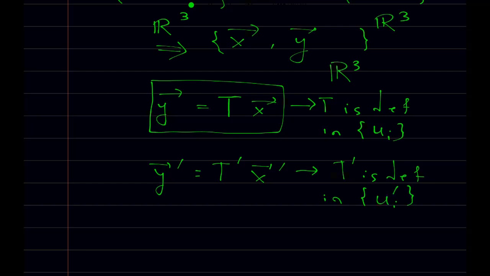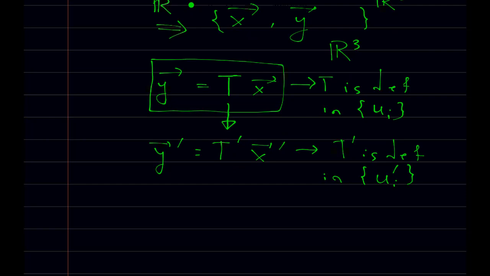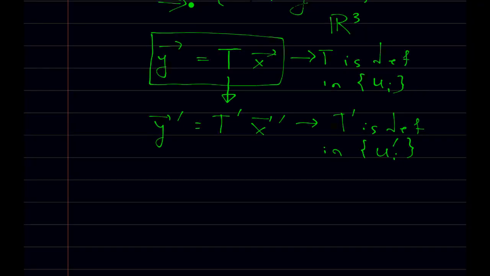Now the question is how T and T prime are related when I change the basis and go to a different basis. That is, if you have a particular matrix in one basis, how is the matrix going to look in another basis and how are they related? So T is a matrix in the old basis U, T prime is a matrix in the new basis U prime, and I'm saying that the old matrix operator in the old basis is related to the new matrix operator in the new basis.